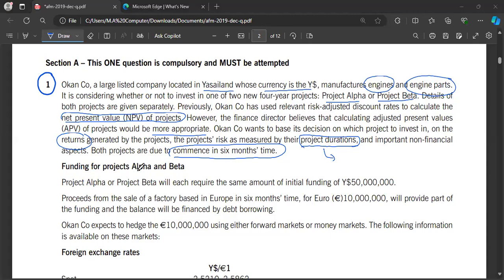Project Alpha and project Beta will each require the same amount of initial funding, 550 million. Now, in this question, remember, Okan Company's home currency is the YS. Proceeds from the sale of a factory based in Europe in 6 months' time for 10 million euro will provide part of the funding. Meaning, if the funding required is 50 million, then when you sell your factory in 6 months' time for 10 million euro, this will provide part of the funding and the balance will be financed by debt borrowing. So we will see, when we convert these euros into the YS, how much we are going to have and how much balance will be borrowed.